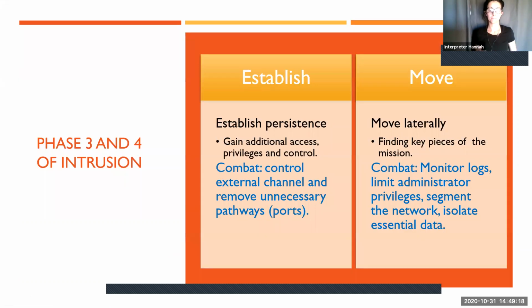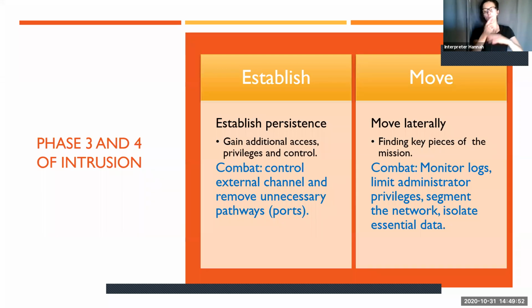After they intrude, then they would establish what's called persistence. So that would be escalation of privileges, gaining additional access and control, so that way they can find out more or access different systems to take more data. The way that we would combat this is to have external control, remove unnecessary pathways and ports, and block the ports is commonly the phrase.